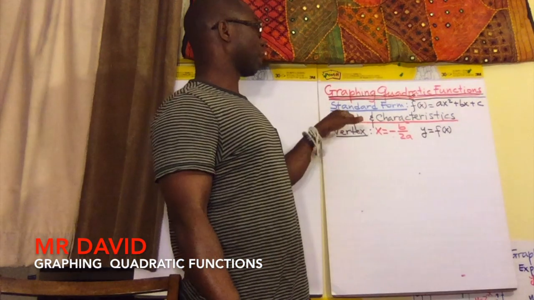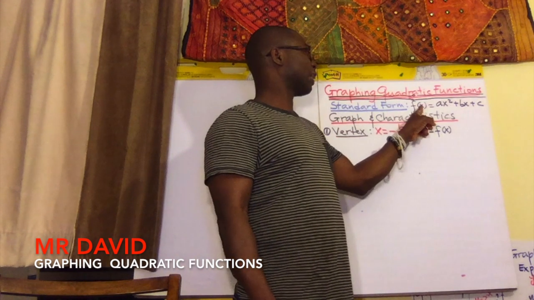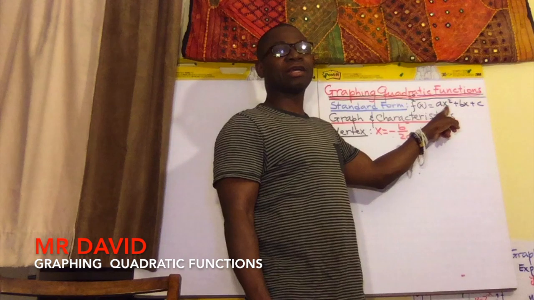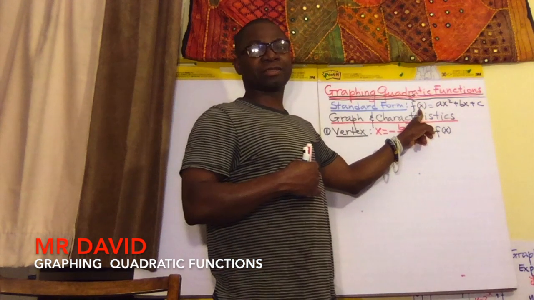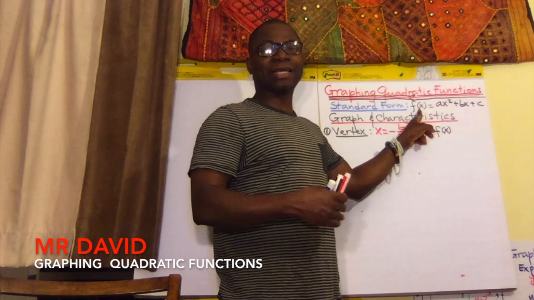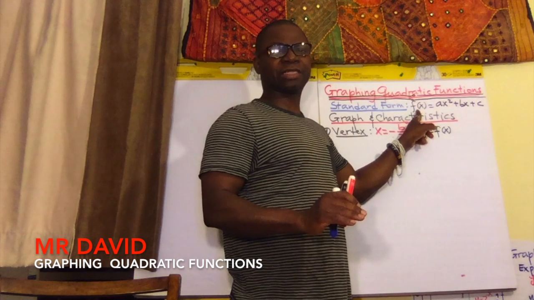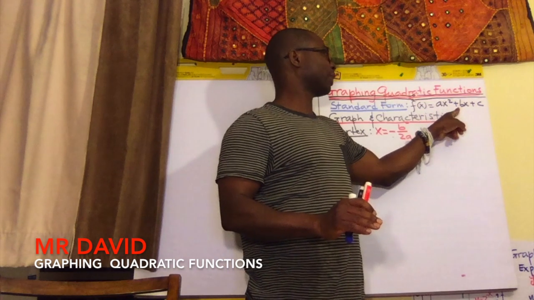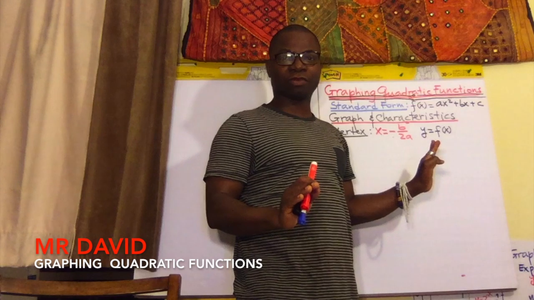So let's quickly remind ourselves that the standard form of the quadratic function is f of x equals ax squared plus bx plus c. We call it f of x here. We could call it g of x, h of x, whatever of x we want. We're going to call it f of x most of the time. And you remember, a cannot be 0 for the quadratic function.